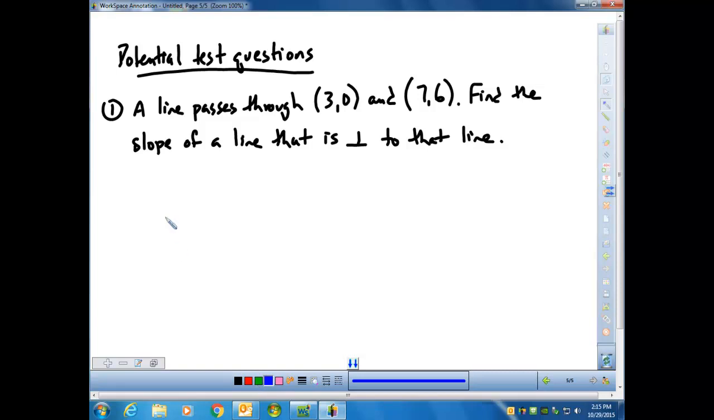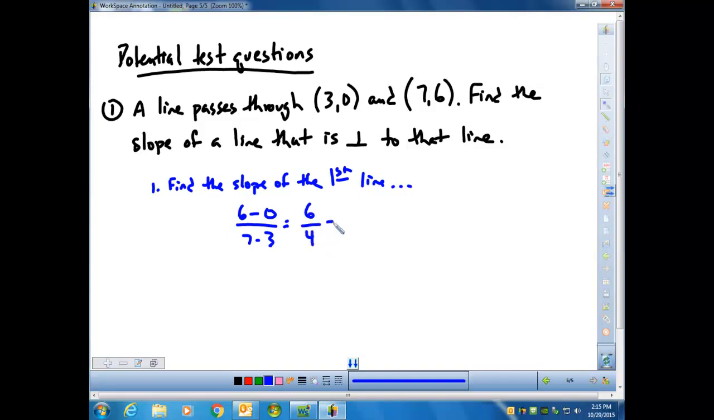Step number 1, we're going to use the slope formula, and we're going to find the slope of our original line. We're going to find the slope of the line that contains (3, 0) and (7, 6). Okay? So, I'm going to go 6 minus 0. You could do the other way around if you wanted to. And then 7 minus 3. So 6 minus 0 is 6. 7 minus 3 is 4. I'm going to reduce that to 3 over 2. Divide both the top and the bottom by 2.